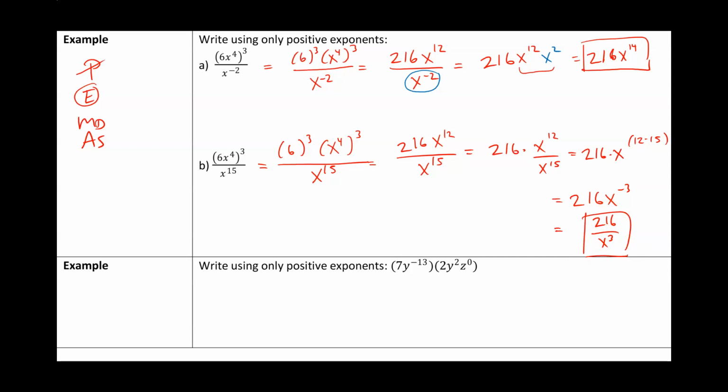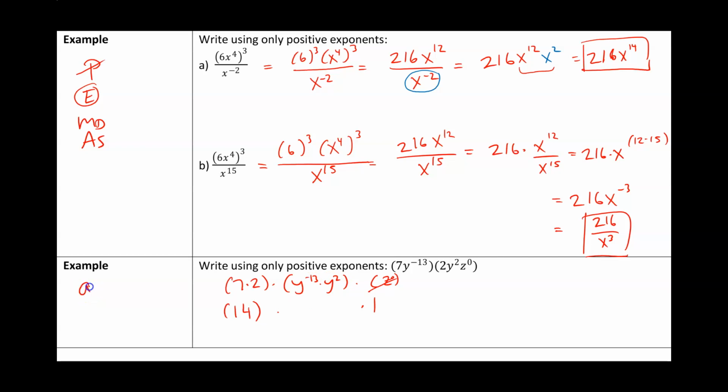Okay, next, write using only positive exponents. So first thing I'm going to do is I'm going to separate the 7 times 2, the y to the negative 13 times y squared, and then we have just a z to the 0. Now anything to the 0 power is equal to 1, so that is not even an issue. 7 times 2 is 14, so that's easy. Here, we have y to the negative 13 times y squared.